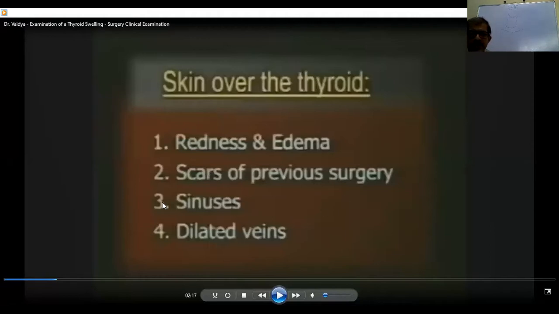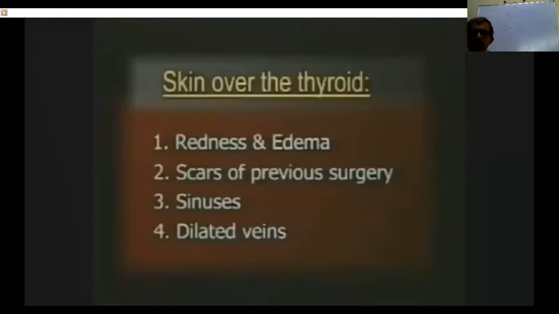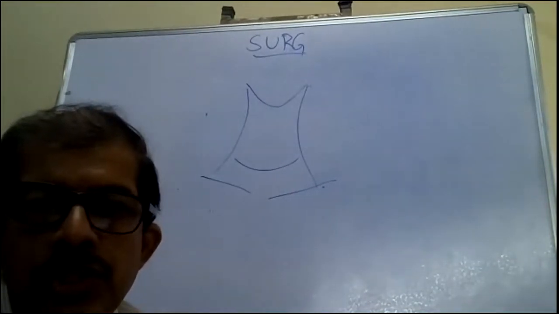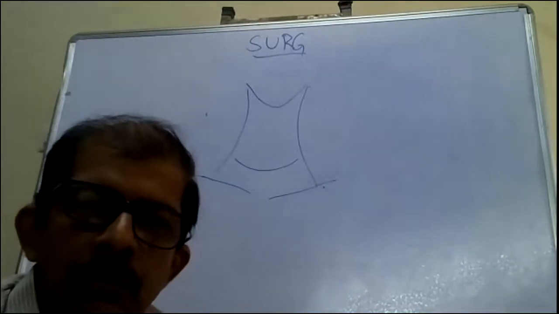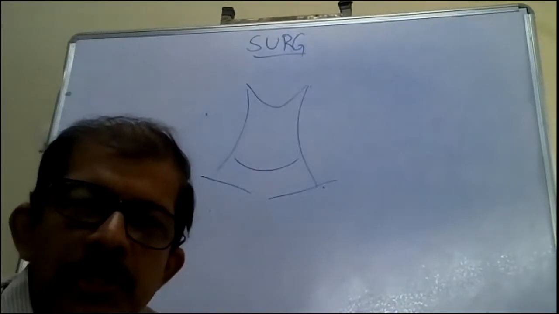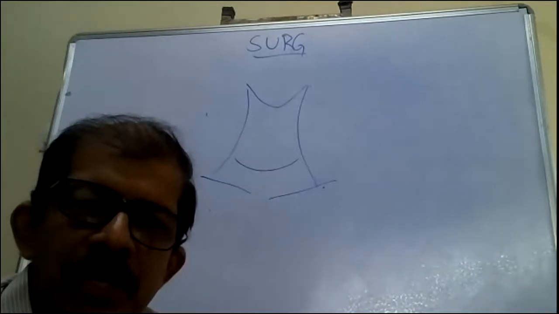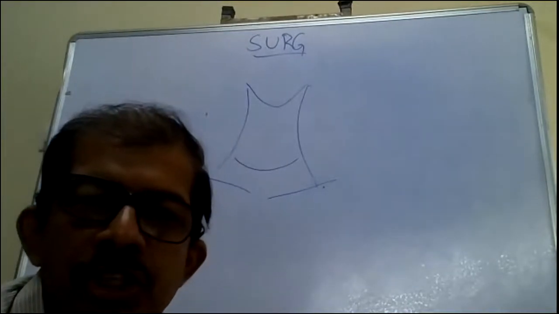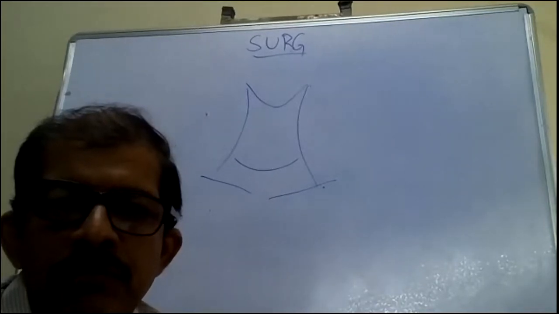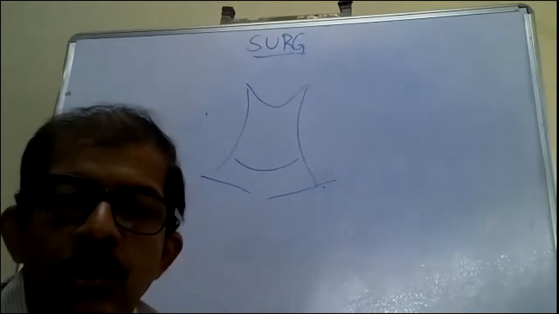Previous scar, then sinuses. Actually we have fistula. What are the fistulas you can see from the neck, fistula openings? Can you tell me? Once you see that, you need not examine the patient. Yes, branchial. Not branchial cyst, it is branchial fistula. Though branchial cyst is at the junction of upper one third and lower two thirds, branchial fistula is in the lower one third.